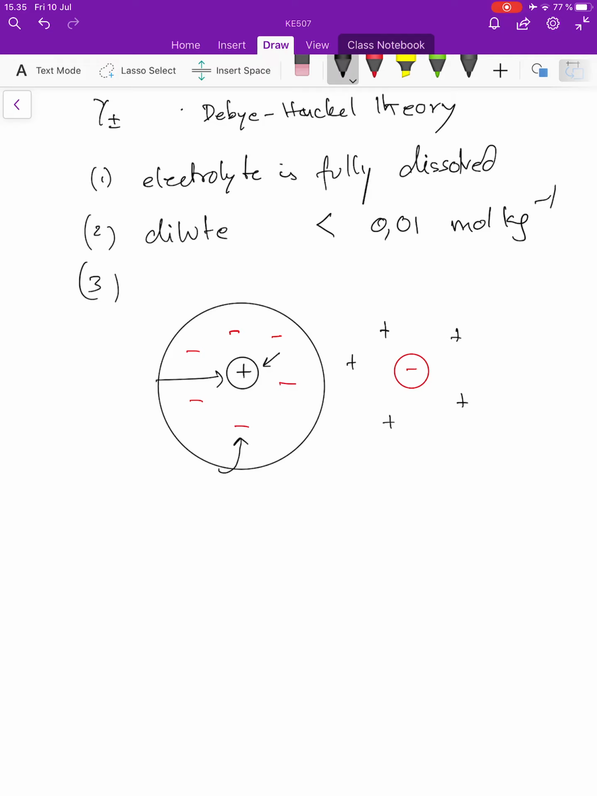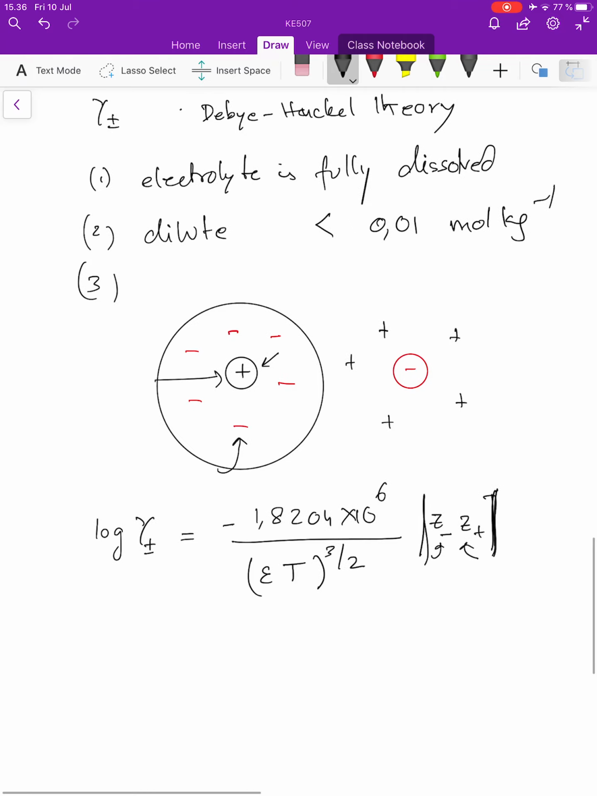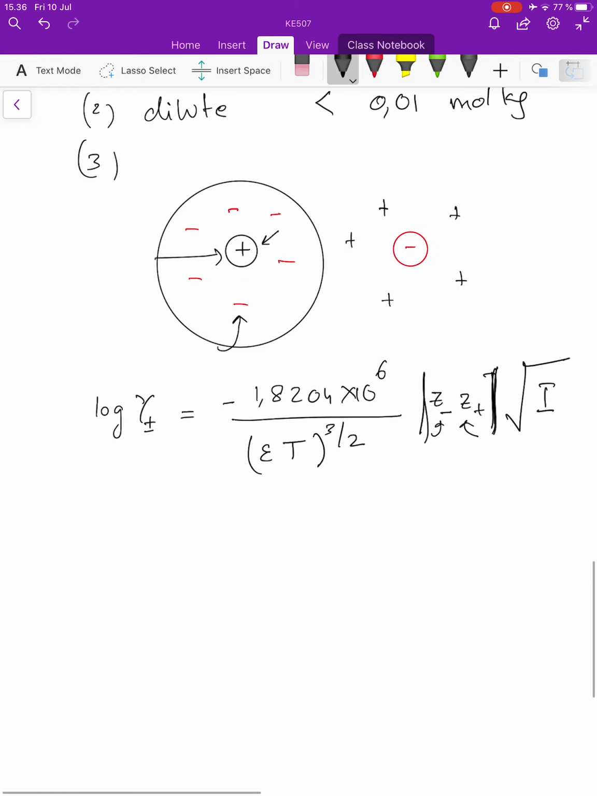If you make these assumptions, then it can be shown that the logarithm of the mean activity coefficient is equal to a constant divided by the dielectric permittivity times temperature to the power of 3 by 2, multiplied by Z minus divided by Z plus. So these are the charges on the individual ions, and we only look at the absolute value, multiplied by the square root of I. I will tell you what I means in a moment.